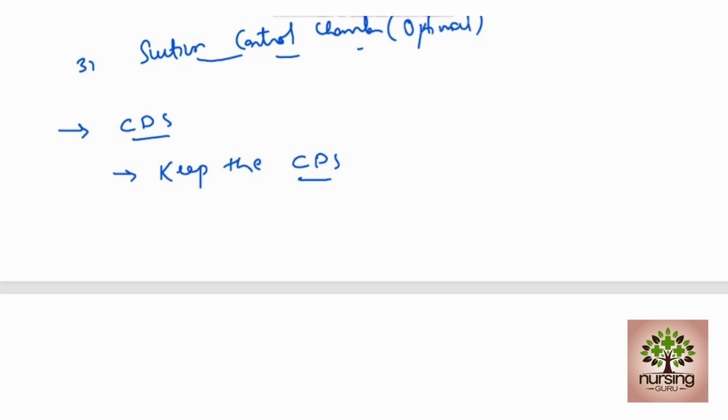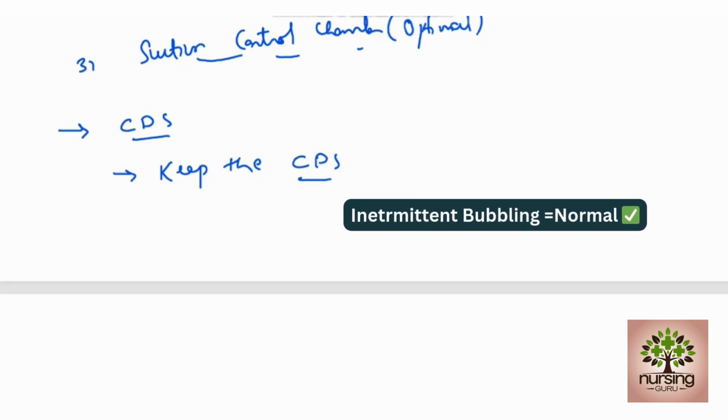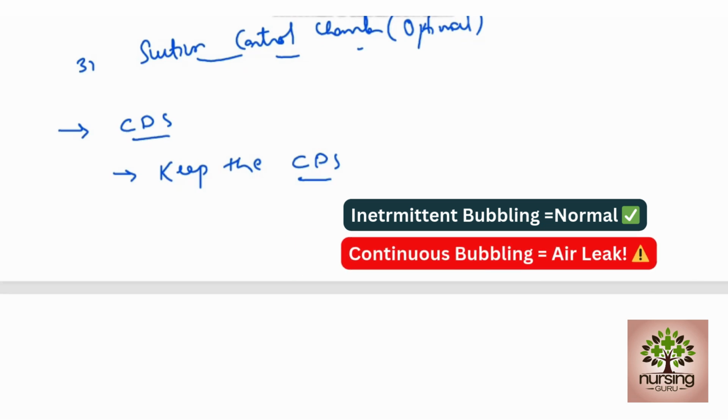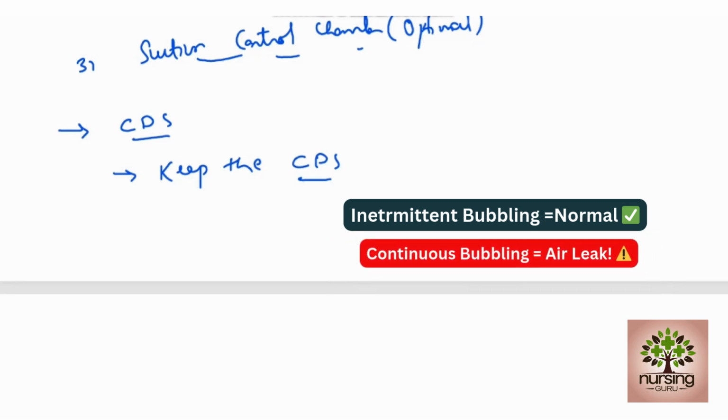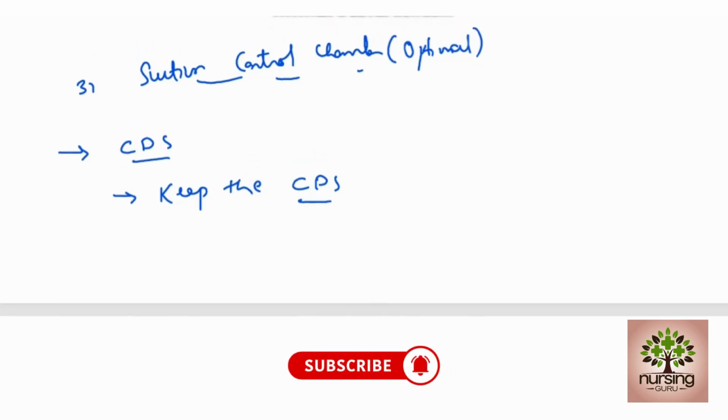Then intermittently check for bubbling. There will be intermittent bubbling in the water drainage system. Intermittent bubbling in the water chamber is normal. If there is continuous bubbling in the water seal chamber, that indicates an air leakage in the tube. Intermittent bubbling is normal. If there is continuous bubbling, that indicates an air leak in the system. If you remember these basics, you can easily manage patients with ICD.